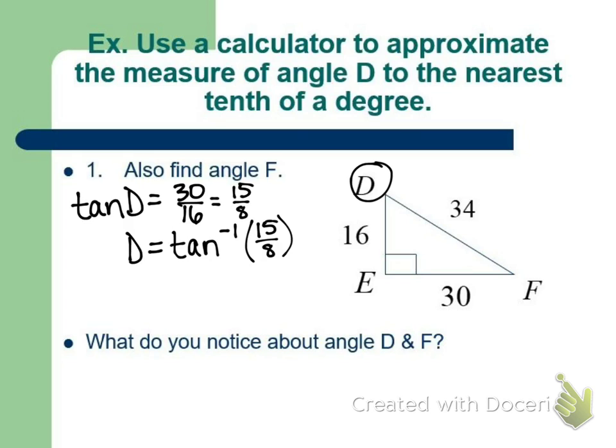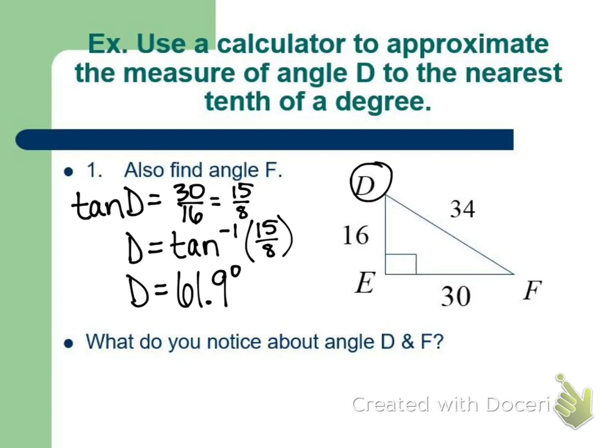Okay, and they want us to round it to the nearest tenth. So 61.9 degrees. Questions about how we found the measure of angle D?